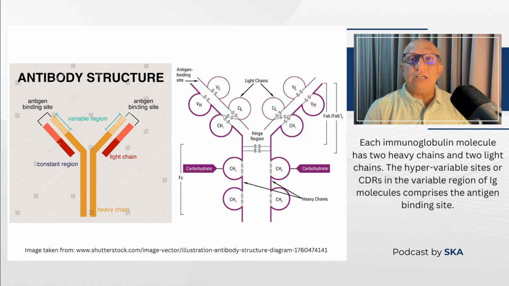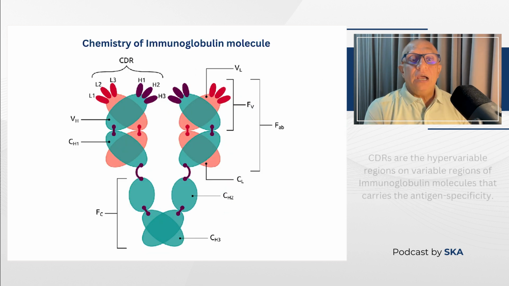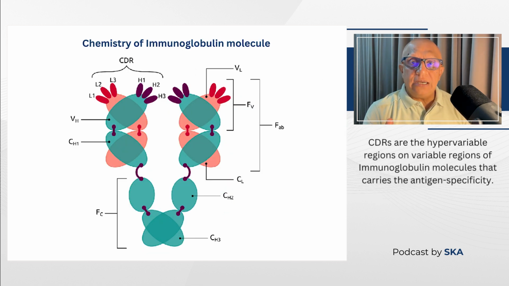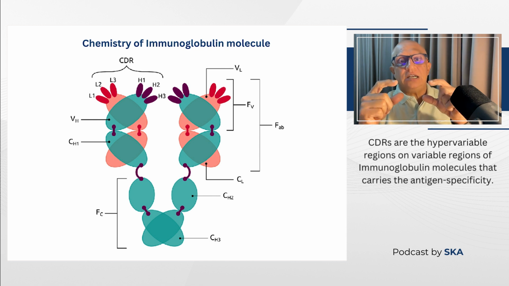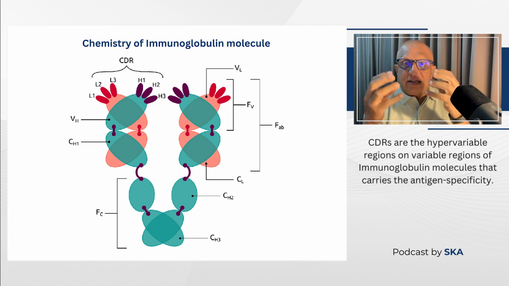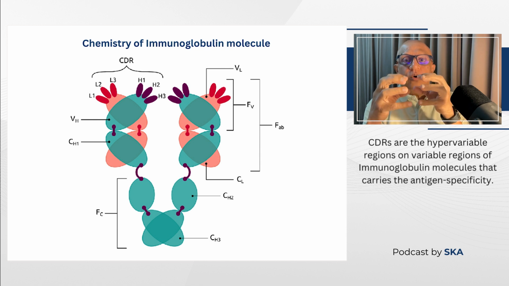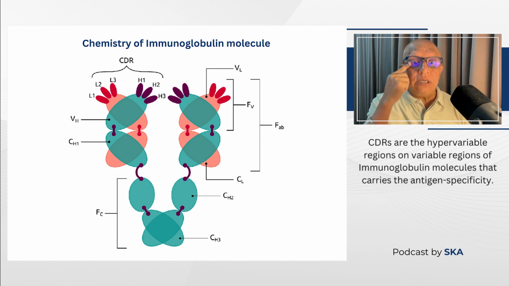And the variable region further contains certain hypervariable sequences, which are called the complementarity determining regions or the CDRs. So there are three CDRs present on the heavy chain variable domain, three CDRs present on the light chain, and the six of them act like a claw and hold the antigen. So the antigen binding specificity actually lies in the CDRs, and they take part in the antigen binding.